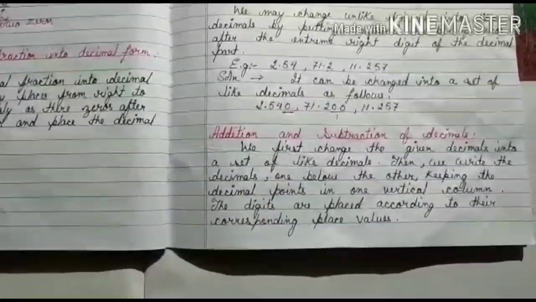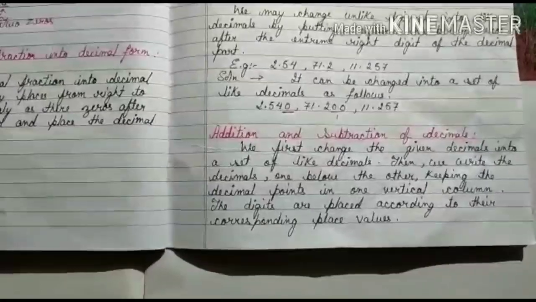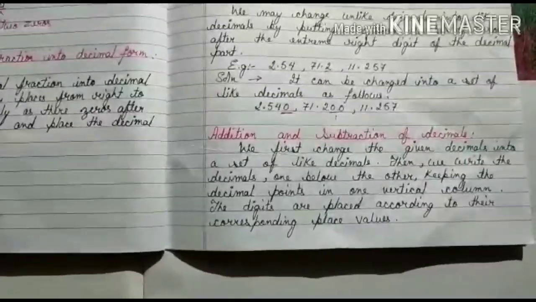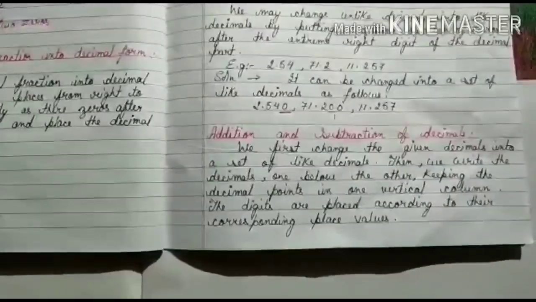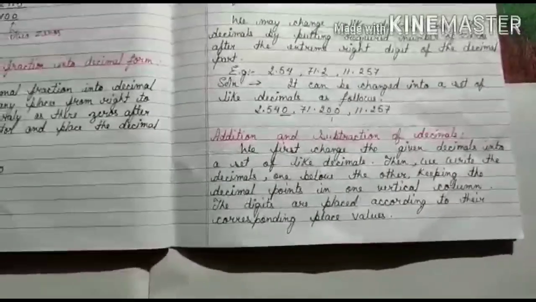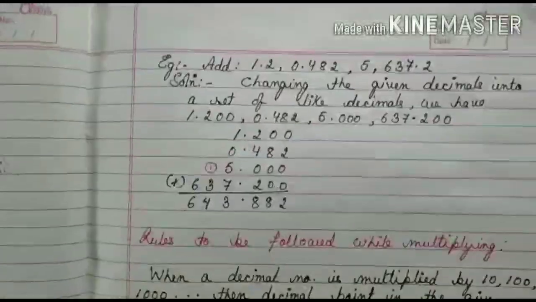Addition and subtraction of decimals. We first change the given decimals into a set of like decimals. Then we write the decimals one below the other, keeping the decimal points in one vertical column. The digits are placed according to their corresponding place values.